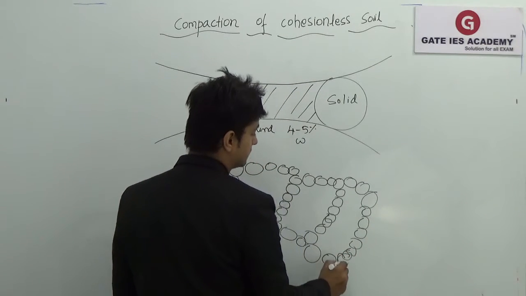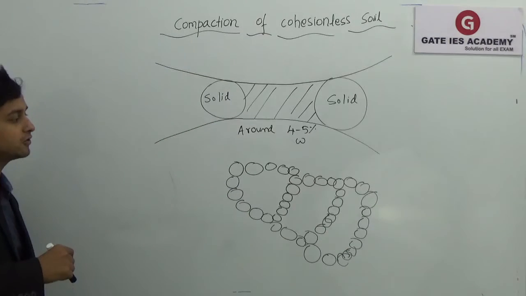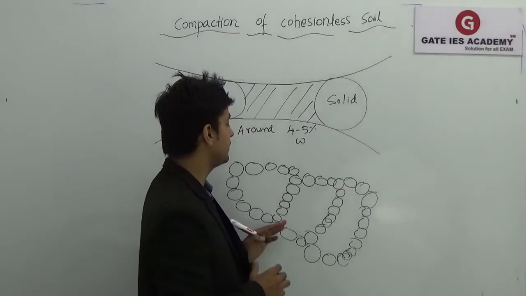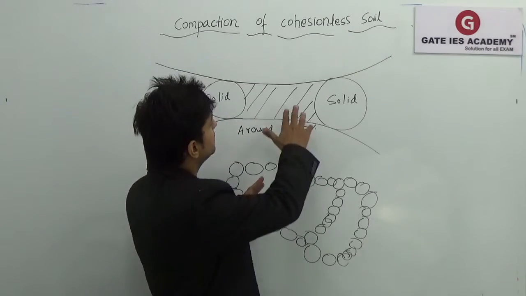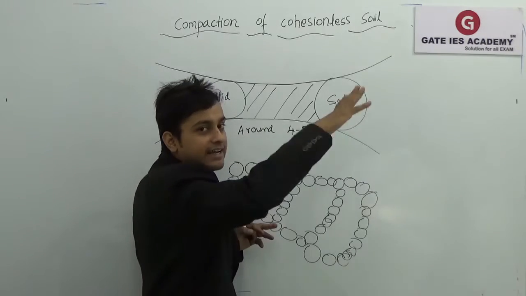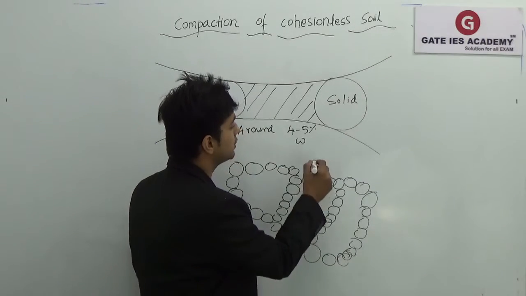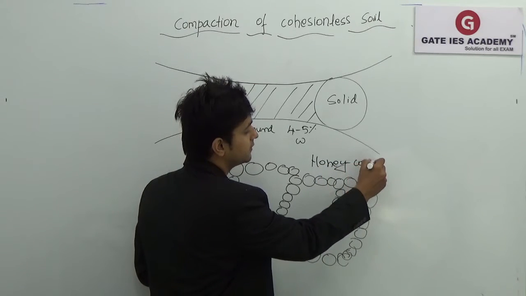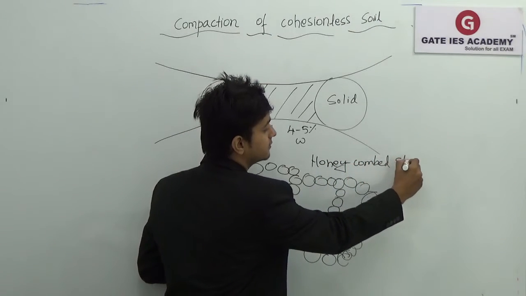Okay, please note on this. This is called the bulking of sand. Therefore this type of structure is formed in which there is volume. As this film is there, the soil solids cannot come closer to each other. So this creates a bulking of sand, and this is also known as honeycombed structure. It looks like a honeycomb.